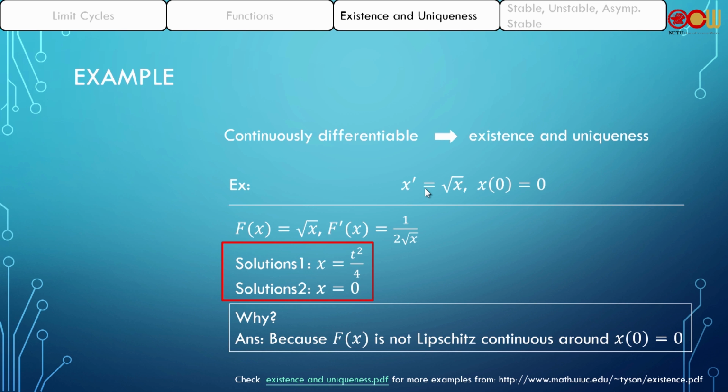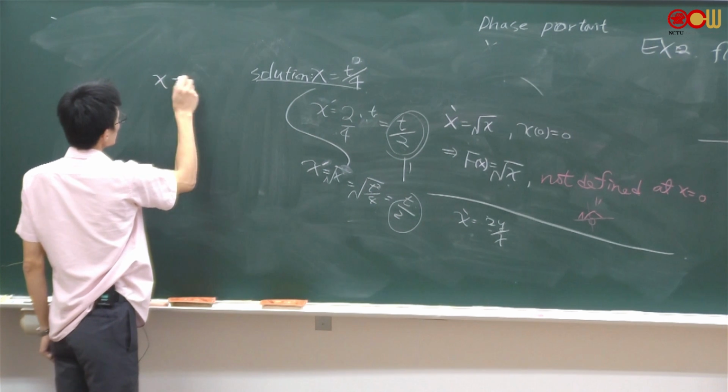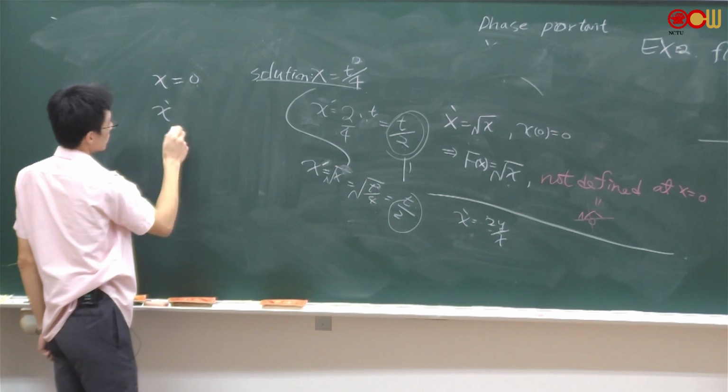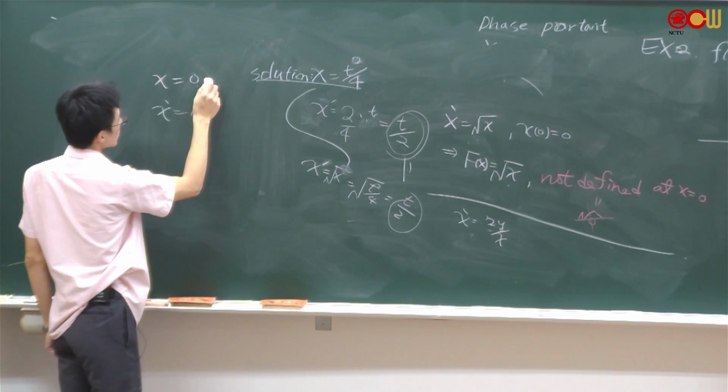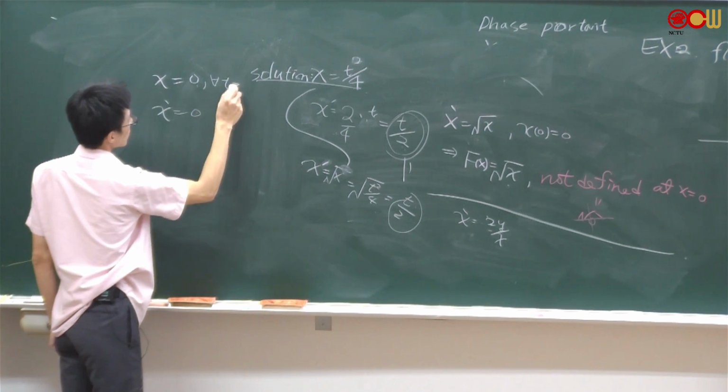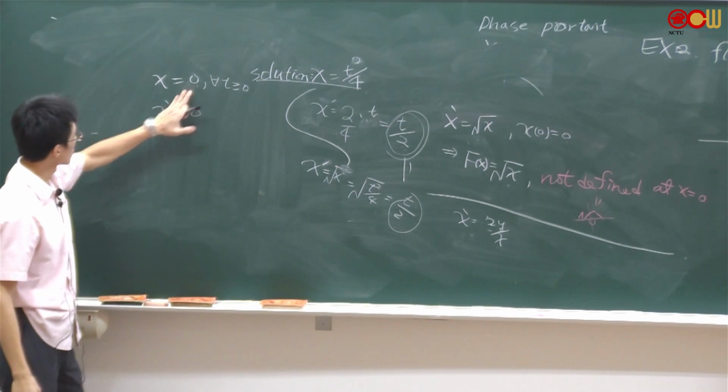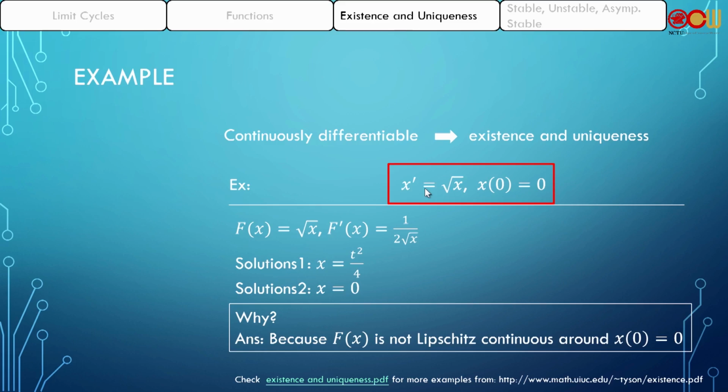So it has one solution, two solutions. If it's 0, stay at 0, right? What's the time derivative of 0? 0. It's always 0, so its time derivative is 0. According to the dynamics, the dynamics of x is equal to square root of x. And if x is always 0, the dynamics will also be 0. So these dynamics have multiple solutions. Those solutions exist, but it's not unique.